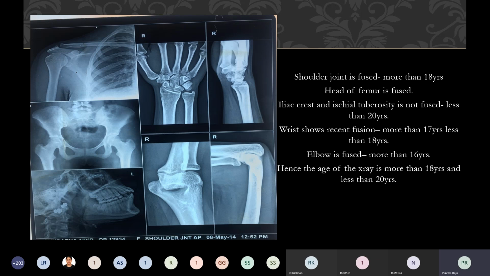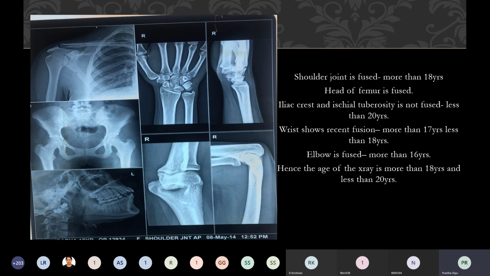And the next is the wrist joint. In the wrist joint, you can see all the carpal bones have appeared, and even the base of the first metacarpal is fused. That fuses at the age of 15 to 17. Even the base of the first metacarpal is completely fused. And the lower end of the radius and ulna shows recent fusion. You can see a small demarcation and it is recently fused. So that is the reason it is just 17 years with the wrist joint. So the next, the elbow joint, everything has appeared and fused. So it is more than 16 years.